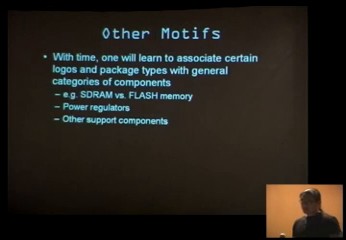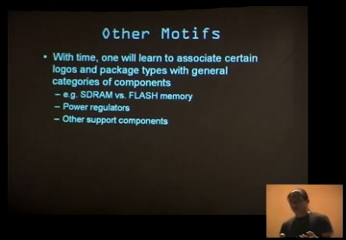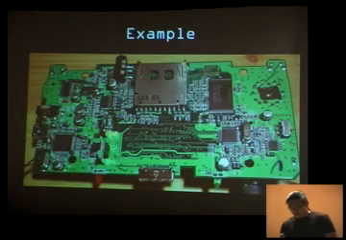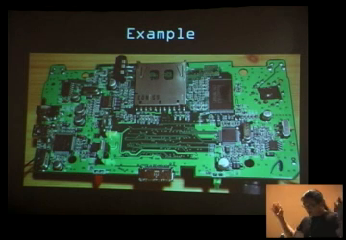So with time, those are kind of the basic motifs. With time, you eventually learn to associate certain other motifs. So like when you look at a chip, you see a package or a logo, okay, this is a general type of component. This is the SDRAM, it's a flash memory. Here's a power regulator, there's other support components. So here is an example. Here's a motherboard. Some of you may recognize it.